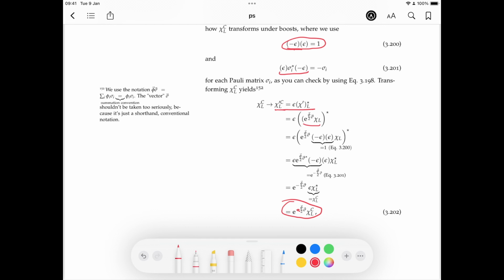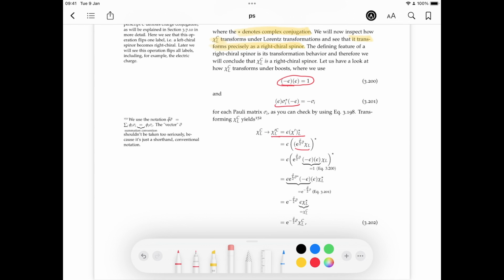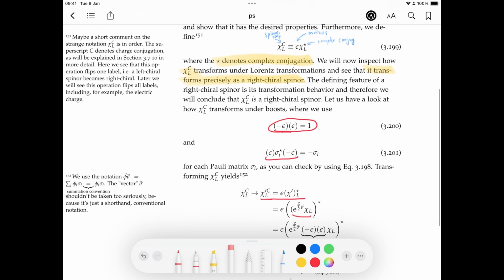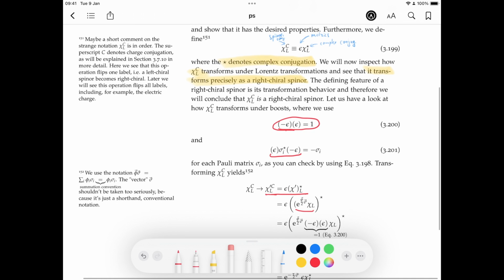So what we have done by the conjugation here is we actually transformed the left Weyl spinor to the right one. In this case, we see that the transformation behavior becomes the same as that of the right Weyl spinor. I guess for rotations the transformation will be the same. It won't change.